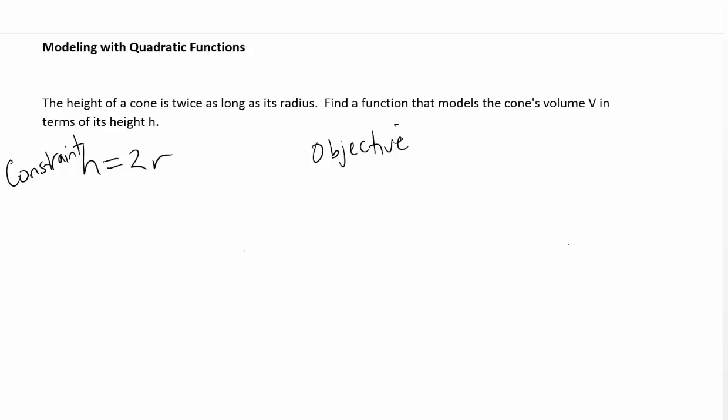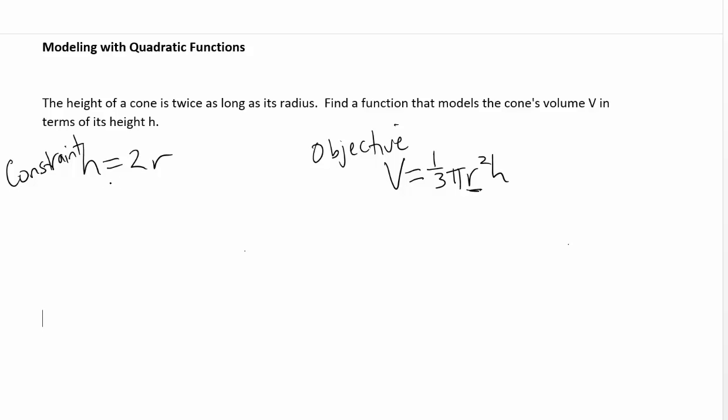So first thing we have to remember is what's the volume formula for a cone. I would hope that you know this, but if you don't, you can always Google it or look it up in your book. The volume formula for a cone is v equals 1/3 pi r squared h. The problem with this is that this volume formula is in terms of a radius r and a height h, and this question is specifically asking us to find it in terms of the height h. So somehow we need to get rid of this r and rewrite it in terms of h. And that is where this constraint is going to help us.